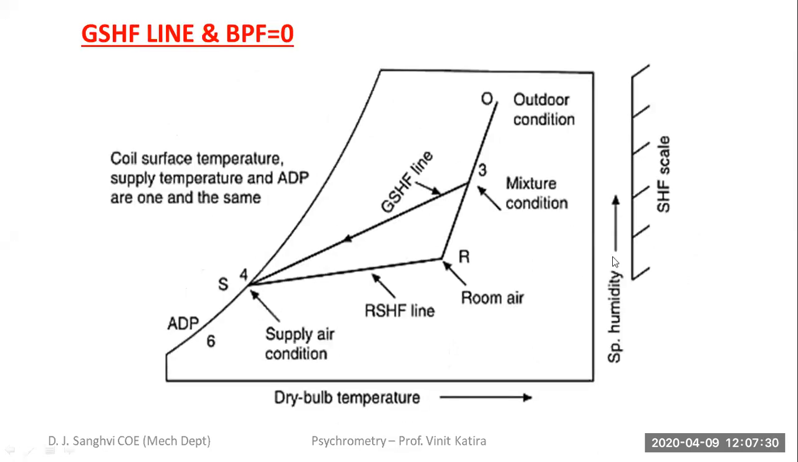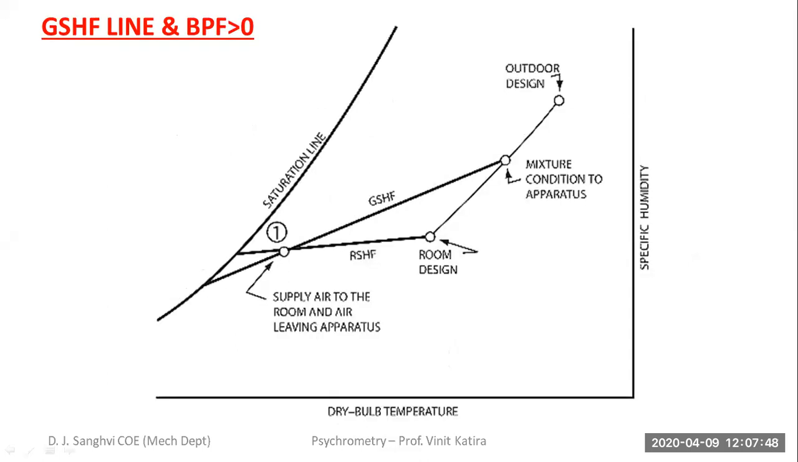Next is the GSHF line. This includes the outside air heat loads as well. So wherever you've got mixing of air with the room air or the recirculation of air with the room air, from that point the GSHF line is going to pass through. Okay, when the bypass factor is greater than 0, then GSHF and RSHF line will intersect. Okay, and that point of intersection is the supply condition of air to the room.